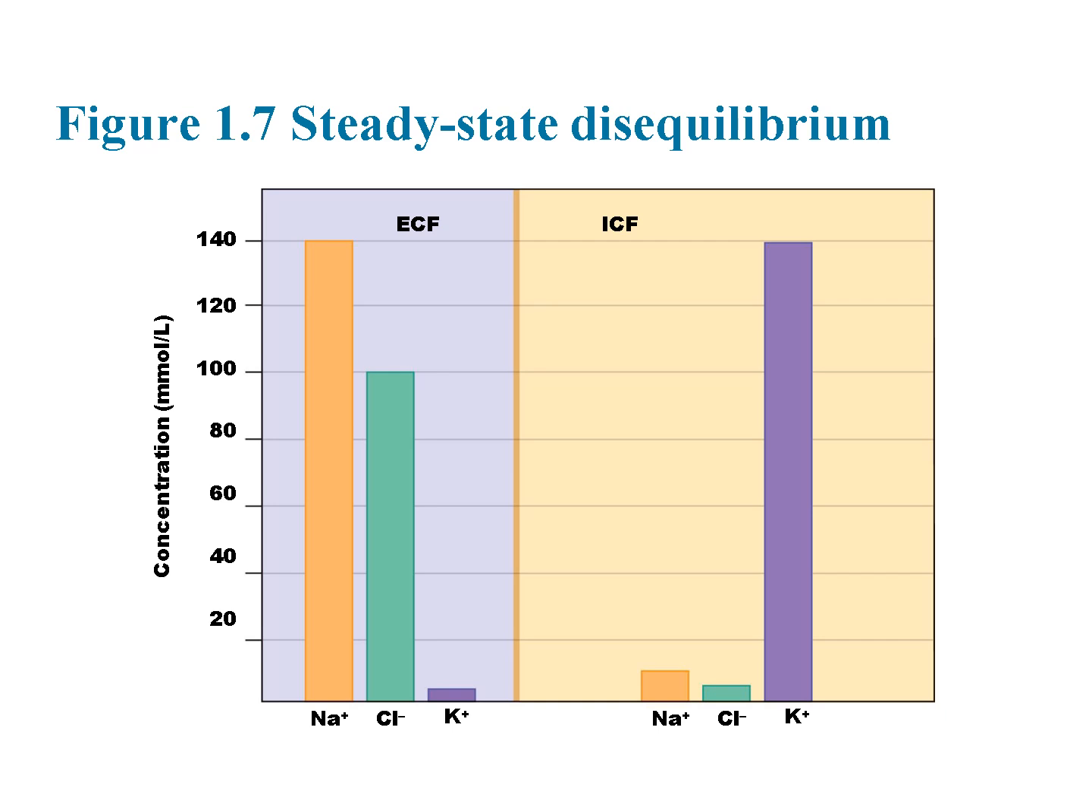This unequal distribution of ions between the ECF and ICF is vital for physiological functions, such as nerve impulse transmission and muscle contraction. Although materials move between these compartments, active transport mechanisms maintain this disequilibrium, ensuring stability and proper function.